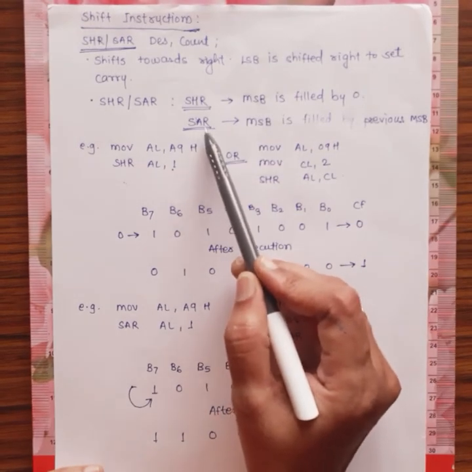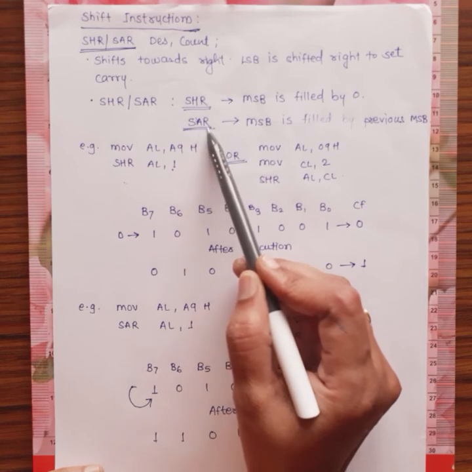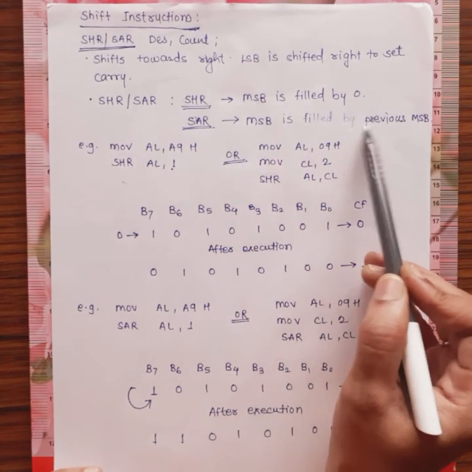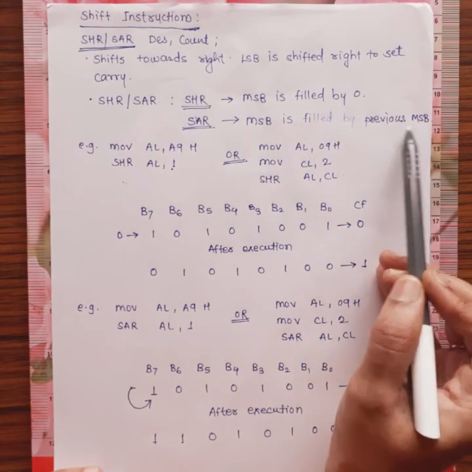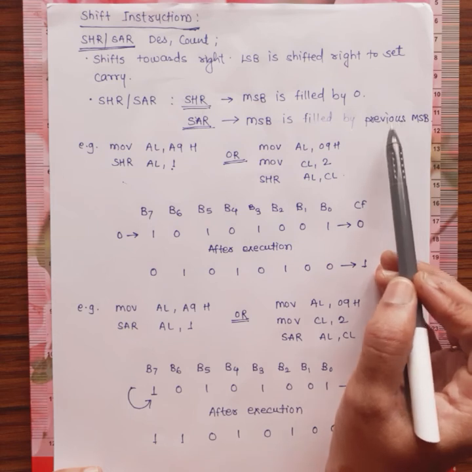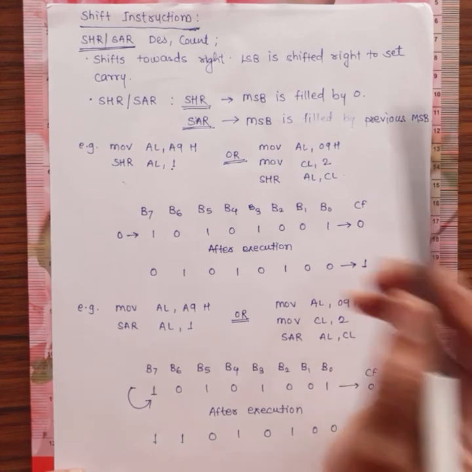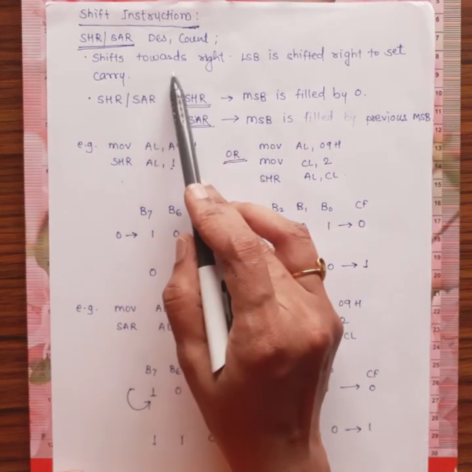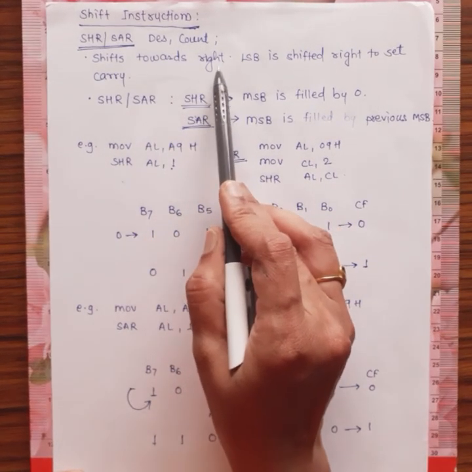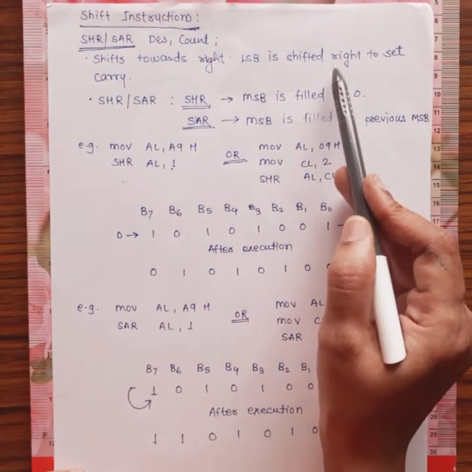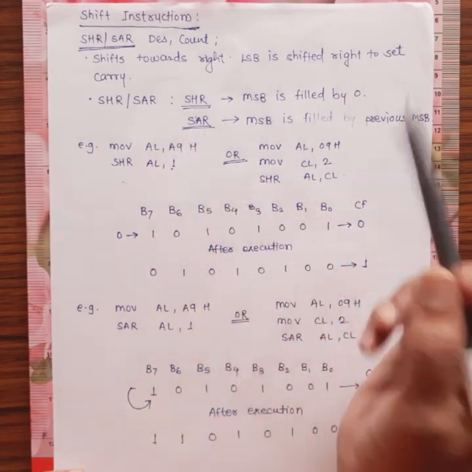In case of SAR, that is shift arithmetic right, the MSB is filled by the previous MSB in order to preserve the sign. So it is applicable when the integer is signed. When the shifting is performed towards right direction, the LSB is shifted right to set the carry flag.